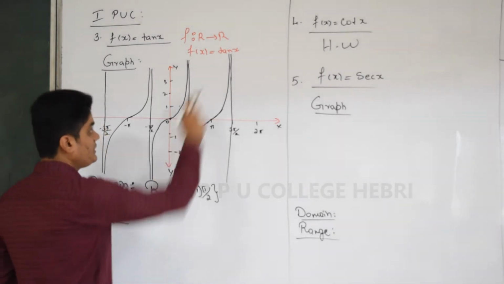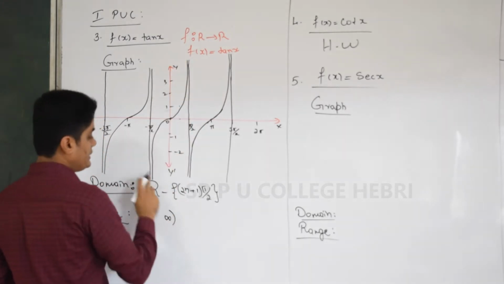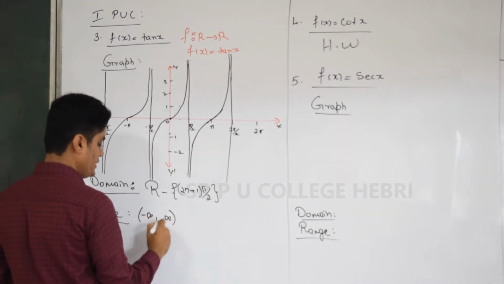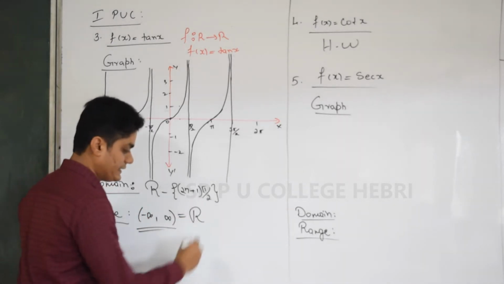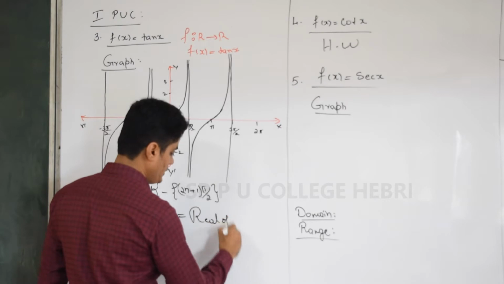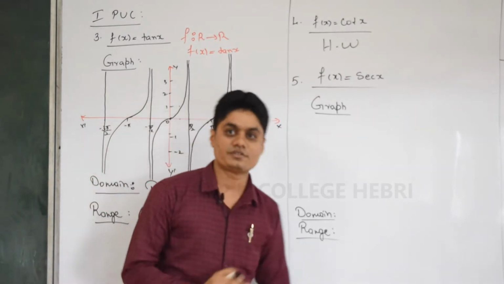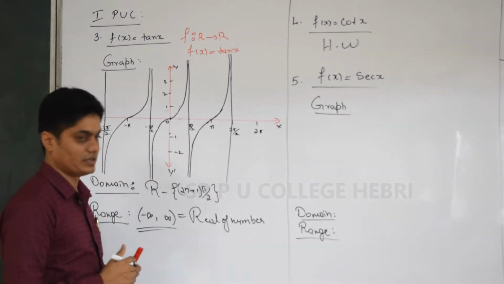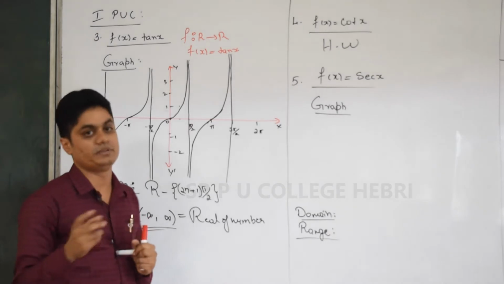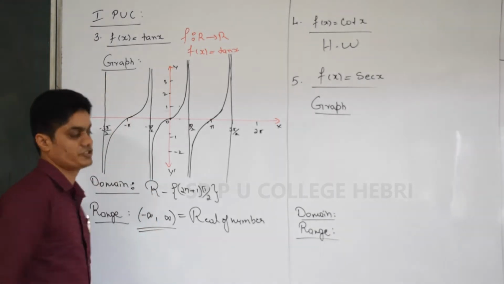Here the range reaches a maximum of plus infinity, and here it reaches minus infinity. So it is minus infinity to plus infinity, and this is nothing but the set of all real numbers. Remember that, any real number. There's no restriction for range in the tan function, but the domain is restricted to R minus odd multiples of pi by 2. So please remember the domain, range, graph and the function.